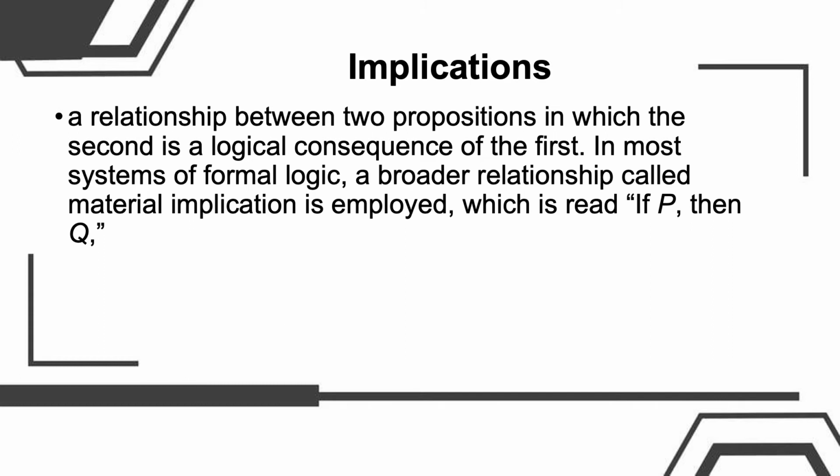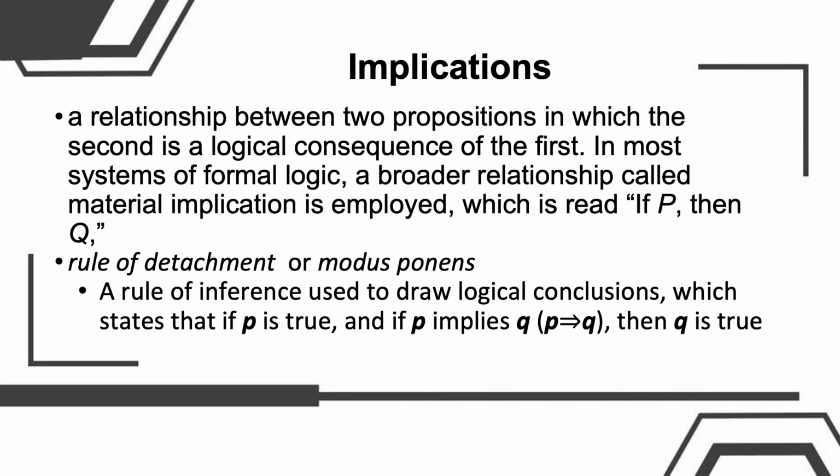We also have this concept of modus ponens in logic. So here's the rule of detachment. Others also call it the rule of affirmation if we are talking about the validity of the statement. The modus ponens that we have here is the rule of inference that is used to draw logical conclusions, which states that if P is true and if P implies Q, then Q is true. So we are just simply referring to the validity of the statement of P. So kung totoo si P, then if P then Q is also true.